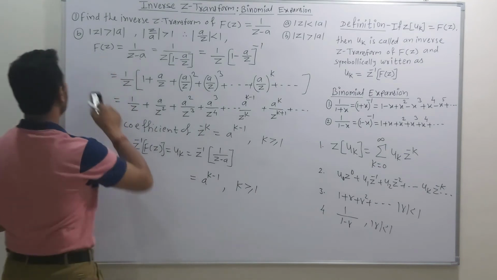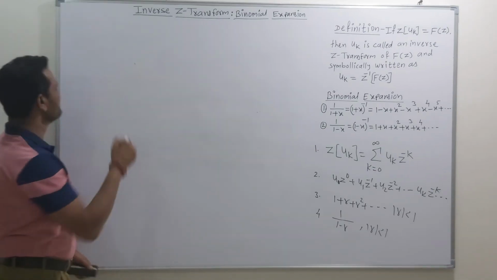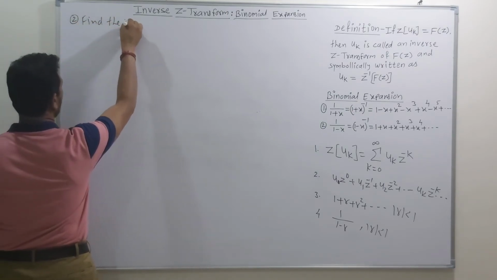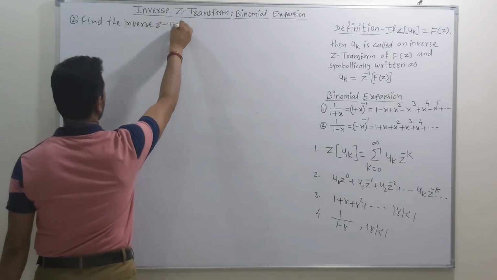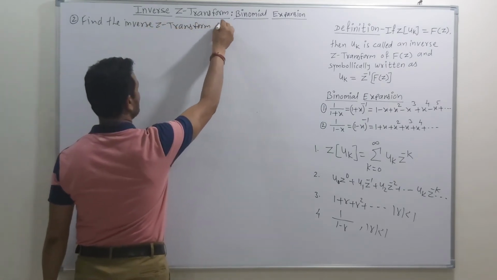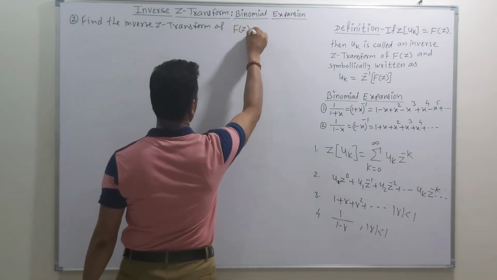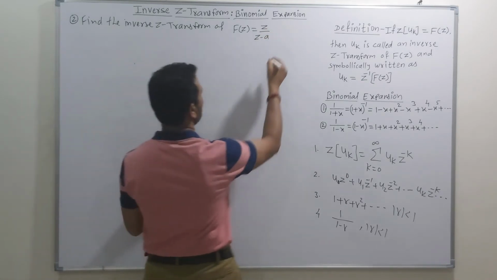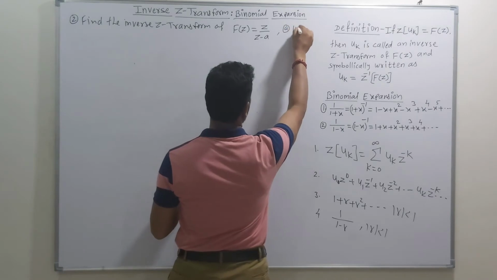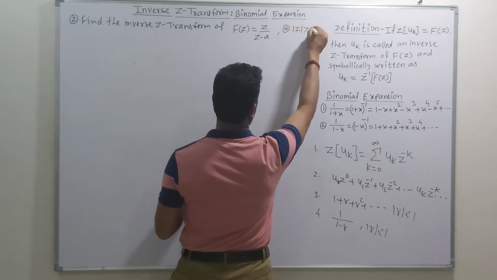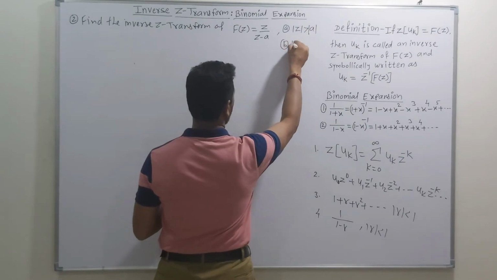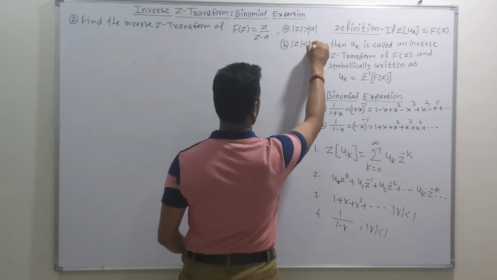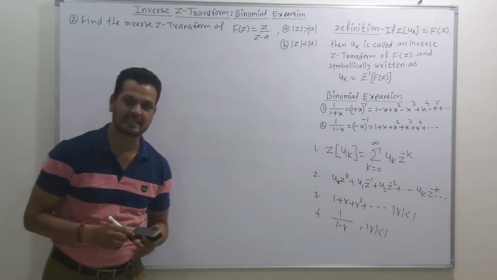Let's take the second example. Now friends, second example is: find the inverse z transform of, suppose the value of f of z is z upon z minus a. So this is the given example where the first condition on z is that mod of z is greater than mod of a, and the second condition is that mod of z is less than mod of a. So this is the second condition. Now friends, our aim is to solve this example.